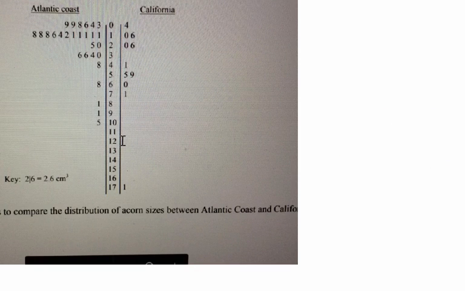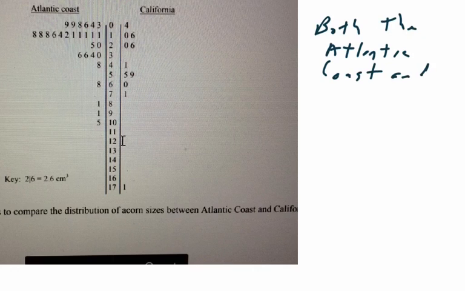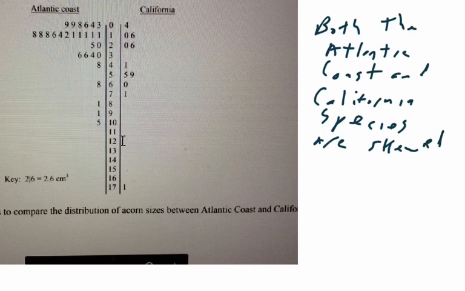Alright, in problem number 3, they want us to once again compare these two distributions for oak species. So let's start out with the shape. Since I'm comparing them, both the Atlantic coast and California species are skewed to the right.